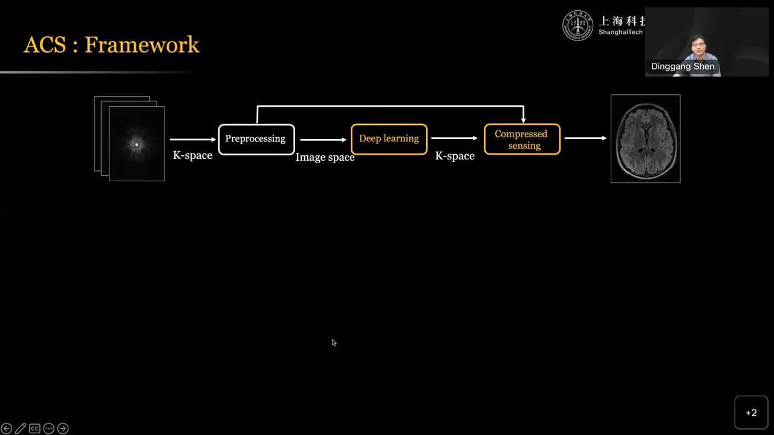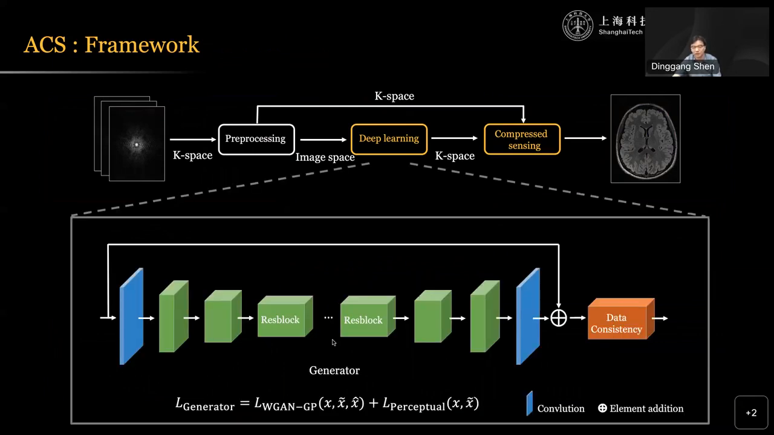So here I just give you a very simple framework. Of course, right now we can use more advanced algorithms to do this. Even for people interested in the transformer or other algorithms, you can improve this kind of framework. But the main idea here is: you acquire undersampled information in k-space, and then you do some proper processing, for example, inverse Fourier transformation going to the image space, and then use a deep learning algorithm. And this is just one example.